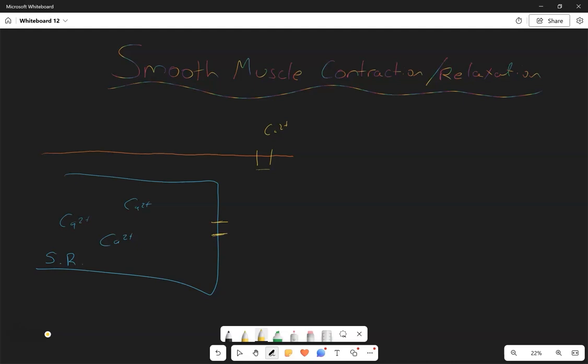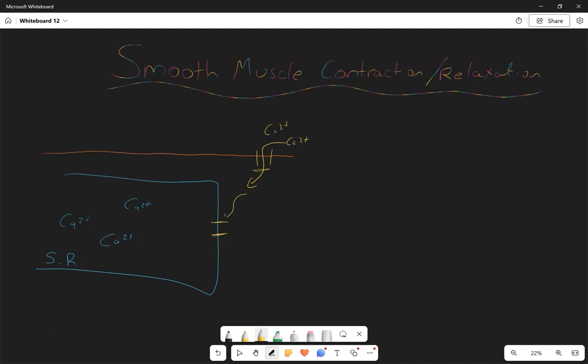So in smooth muscle, the first thing that's going to happen is that this calcium channel is going to open up and calcium is going to flow into the cell. Now, what causes this calcium channel to open up could be a ligand from a hormone, it could be a G protein coupled receptor, it could be an action potential, right? But something's going to open up this calcium channel.